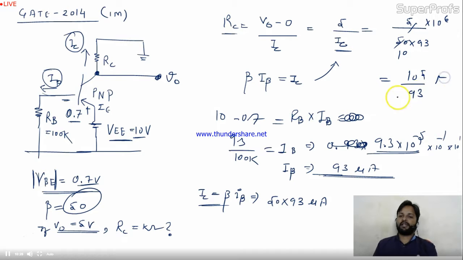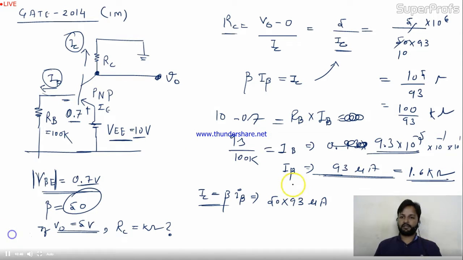But they're asking in kilo ohm. So it will be 100 divided by 93 kilo ohm. Is it okay? So it will be nearly 1.6 kilo ohm. To be specific, it will be 1.07 kilo ohm.